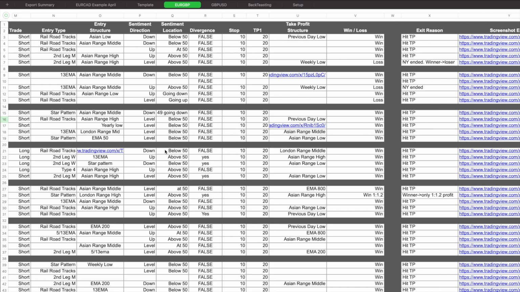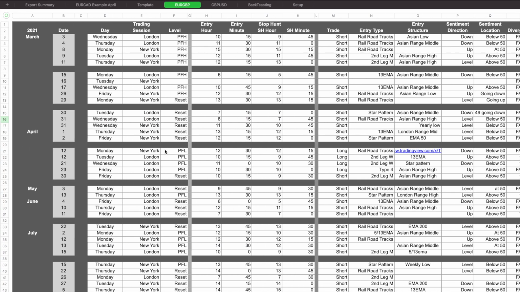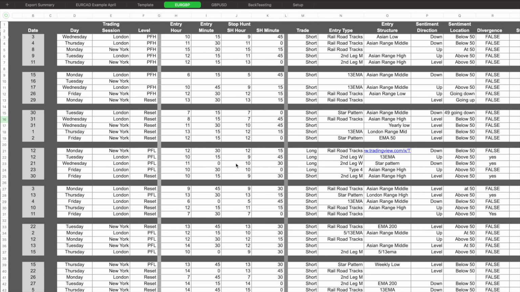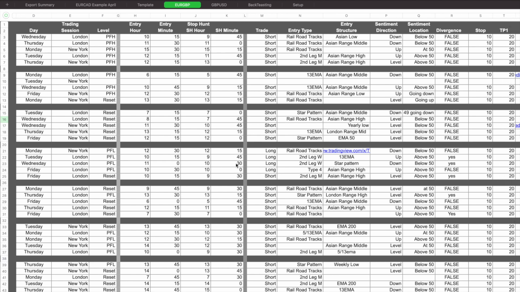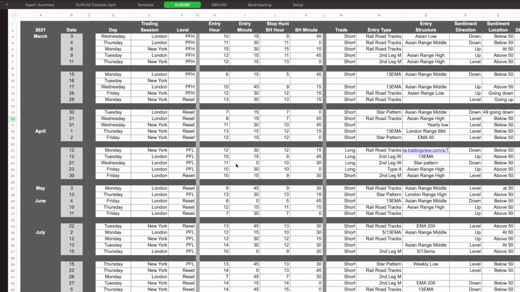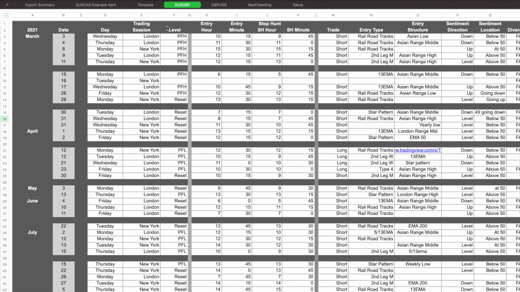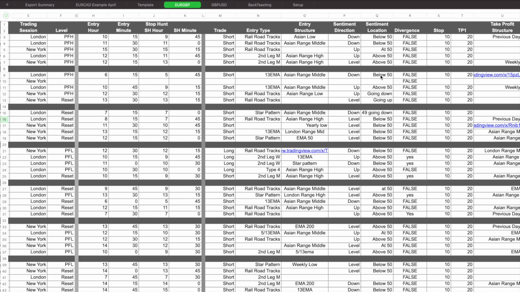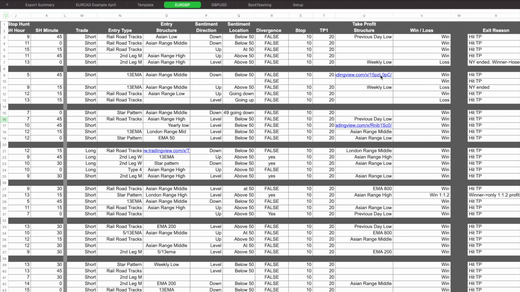So for those of you that want to know what a backtesting journal looks like, it looks like this. This is a backtesting journal actually from one of our students. You're collecting data: day, session. Are you coming off of peak formation highs, lows? What time did you enter the trade by the hour, minute? What time was the stop hunt by the hour, minute? Were you going short or long? What's the entry type? All these data points that you're collecting.